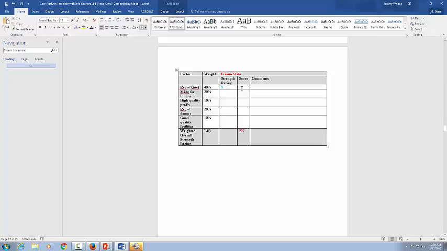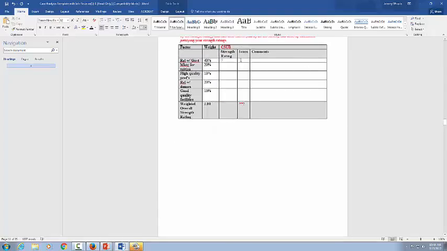So for each company, we're going to multiply the weight. 40% times 9. So 0.4 times 9 is, what is it? 3.6? Sounds good to me. And 40% times 7 should be 2.8, right?